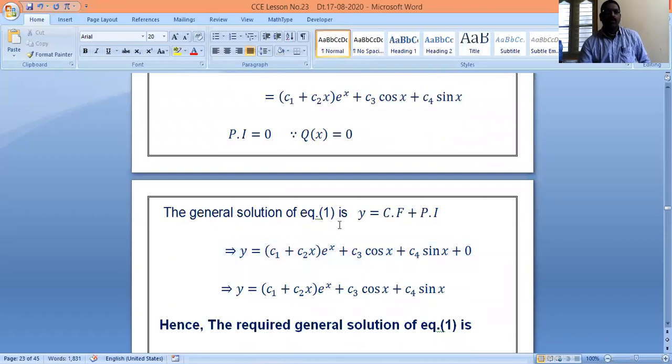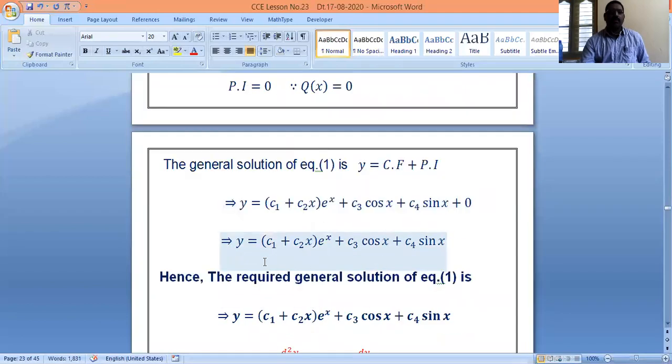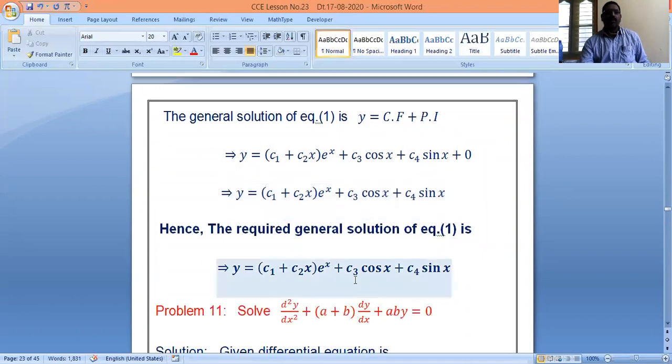The general solution of equation 1 is y = CF + PI. That implies y = (c1 + c2 x) e^x + c3 cos x + c4 sin x + 0. Here PI is 0. Therefore, y = (c1 + c2 x) e^x + c3 cos x + c4 sin x. Hence, the required general solution of equation 1 is y = (c1 + c2 x) e^x + c3 cos x + c4 sin x.